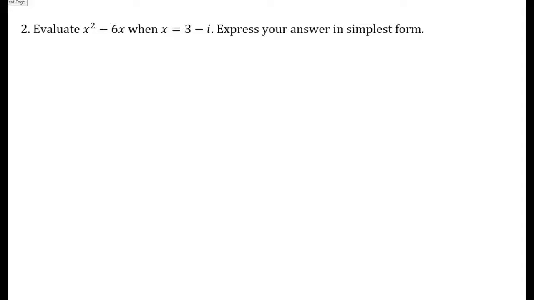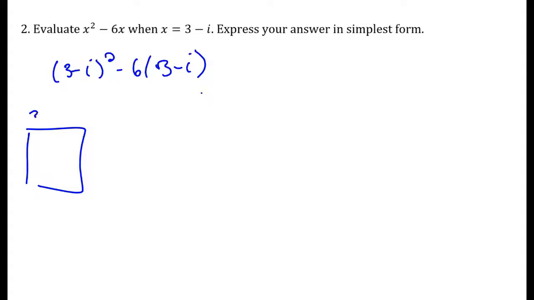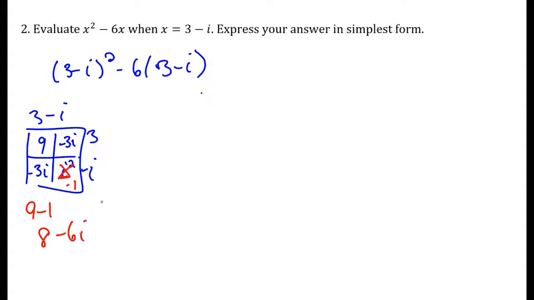Number 2. Evaluate x squared minus 6x when x equals 3 minus i. So I'm plugging in 3 minus i. 3 minus i squared? When I square something, I need to use a table, or use the identity, but I think using a table here is simpler. 3 times 3 is 9, minus 3i, minus 3i. Negative i times negative i is i squared, but we know that i squared is negative 1. So we get 9 minus 1, which is 8, minus 6i. So 3 minus i squared is 8 minus 6i.